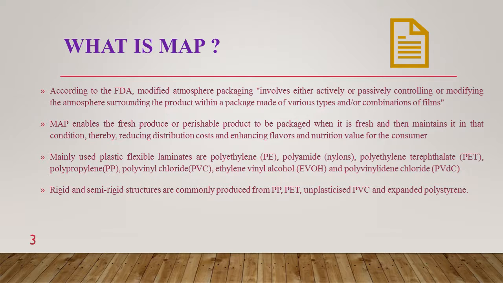Now the materials mainly used for MAP plastic flexible laminates are polyethylene, polyamide, polyethylene terephthalate, polypropylene, polyvinyl chloride, ethylene vinyl alcohol, and polyvinylidene chloride. Rigid and semi-rigid structures are commonly produced from polypropylene, then polyethylene terephthalate, unplasticized PVC and expanded polystyrene.